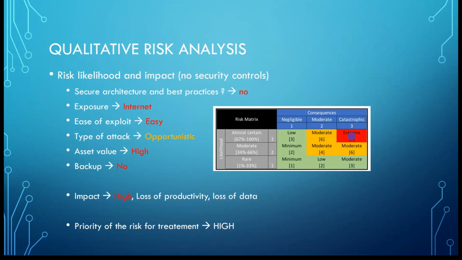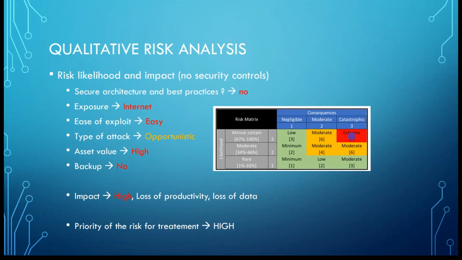I'm going to say that we are not targeted, so we have an opportunistic attack maybe going on or that will go on. My asset value for myself is high. I've got no backup. So the impact is high. If this ever happens, I will have a loss of productivity, a loss of data, and a problem with my family and friends.